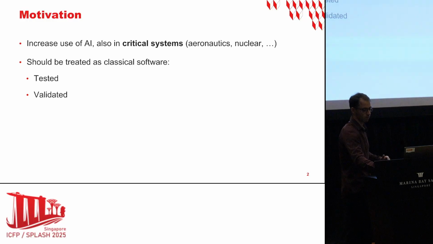So this is quite different from the other talk. It's based on AI, it's verifying AI. As you may have noticed, everybody talks about LLMs and uses AI, but they are also used in critical systems such as aeronautics, nuclear energies, health, and as such, they should be treated the same way as classical software used in a critical system, meaning they should be tested and validated. That is why we created our tool, PyRAT.